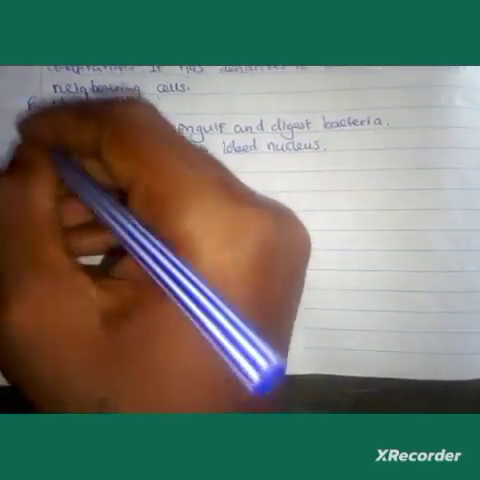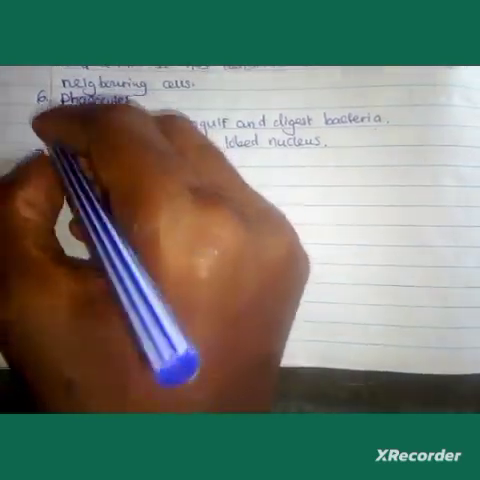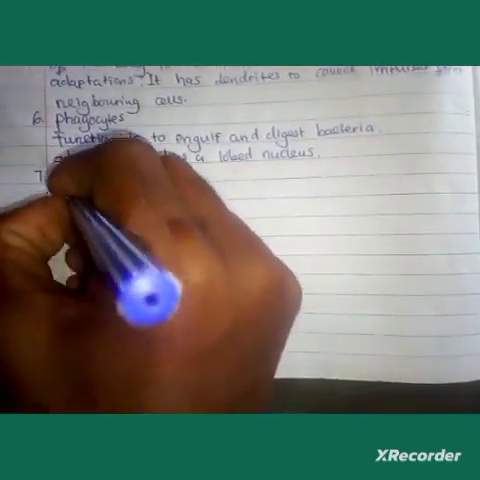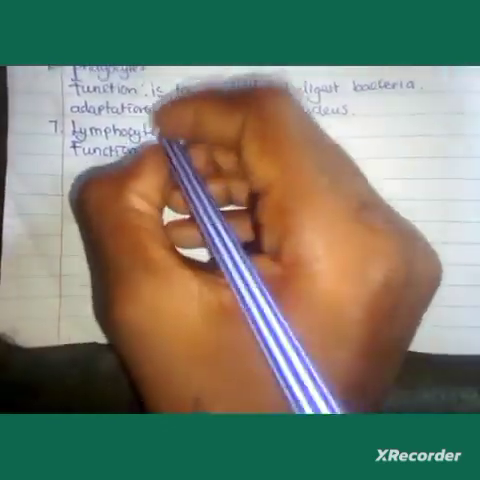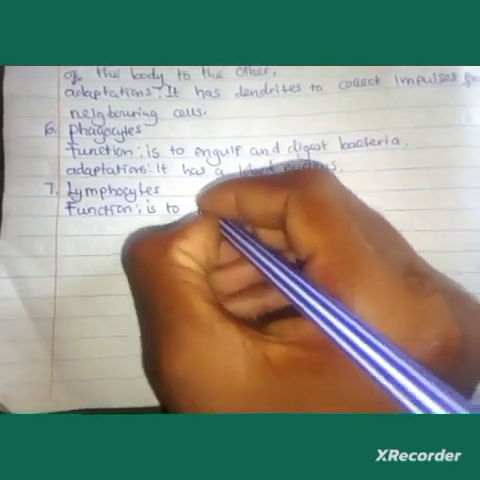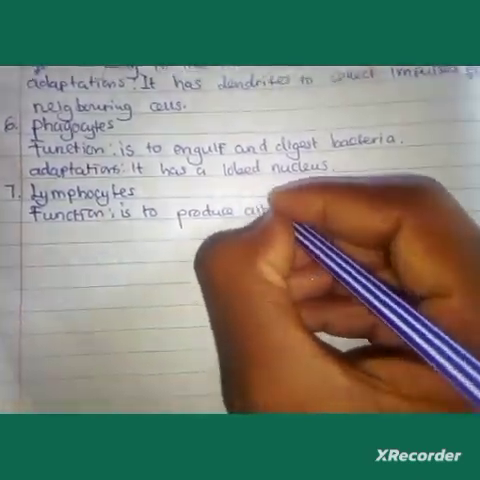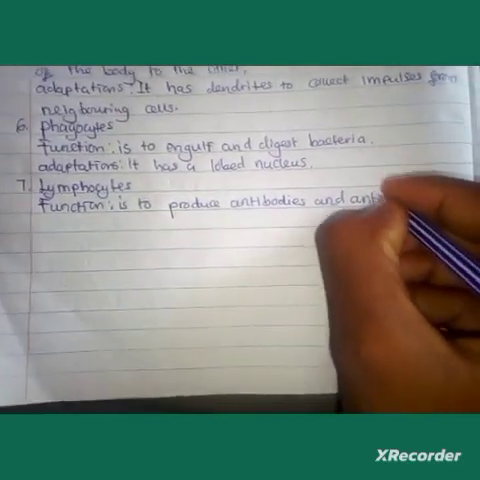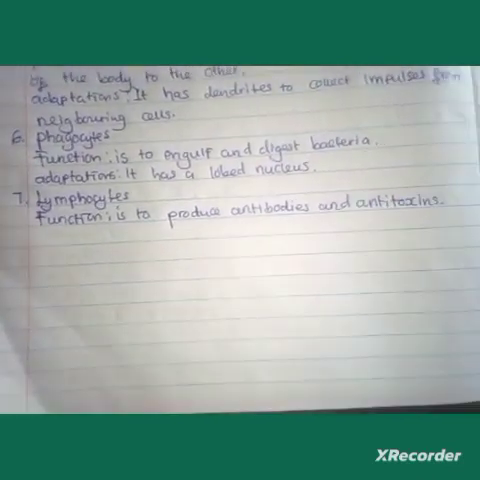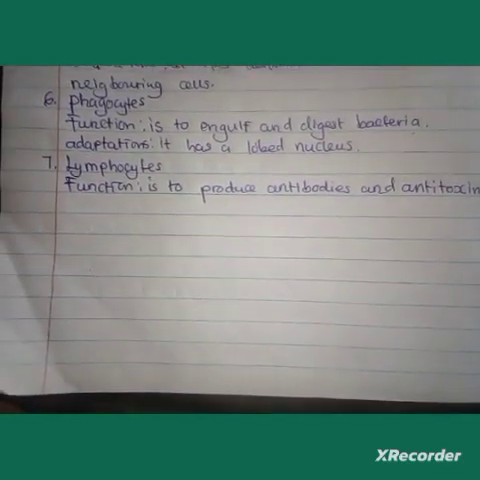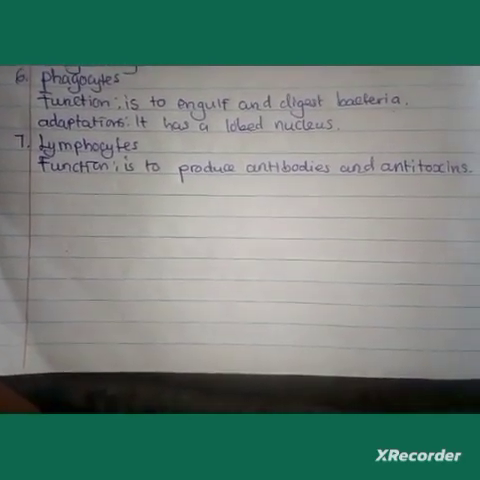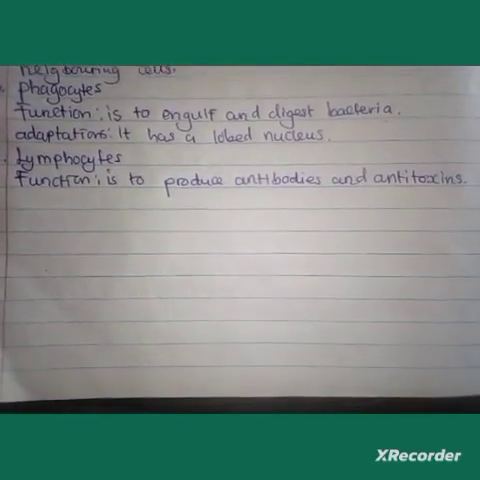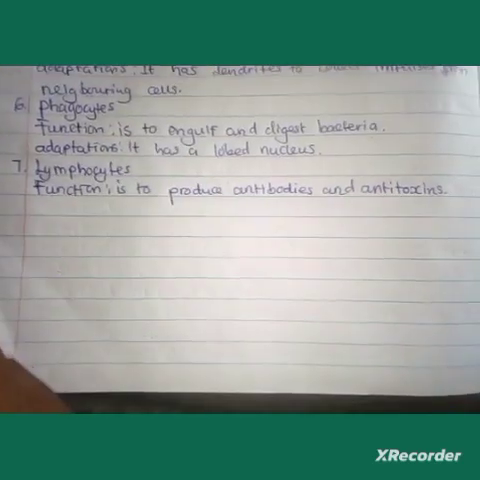Okay, number 7, as I told you that there are 7, the other type of white blood cells are lymphocytes. Okay, the function of the lymphocyte is to produce antibodies and antitoxins. Antibodies are proteins that destroy germs. Antitoxins are proteins that neutralize poison produced from what? Germs. Okay.